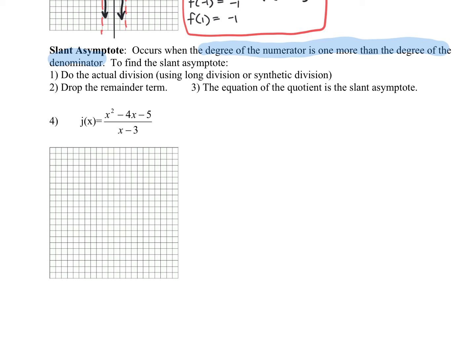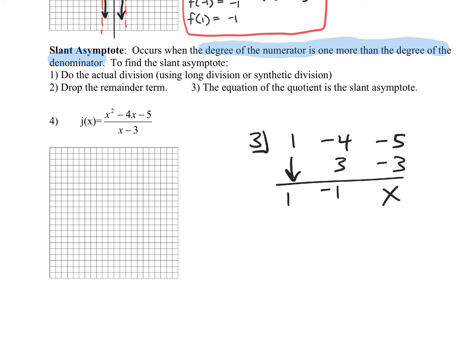So back on page 1, we said that when the degree of the numerator is greater than the degree of the denominator, there is not a horizontal asymptote. In this particular case, because the degree is just 1 more, we will have a slant asymptote. So I want to figure out where that slant asymptote occurs. I'm going to use synthetic division. I'm going to plug 3 in. 1, -4, and -5 are my coefficients. The 1 comes down, I multiply, I add, I multiply, and it doesn't really matter what the remainder is. What we really care about is that our slant asymptote will have the equation x minus 1.